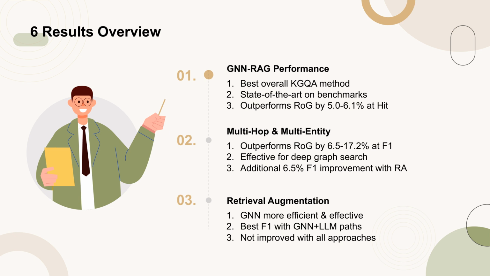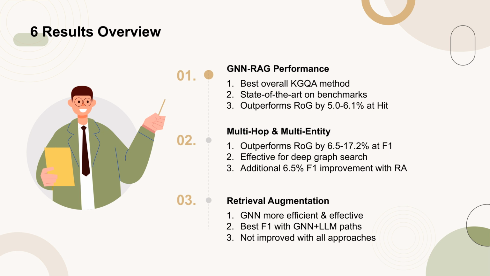Specifically, it outperforms the RAG method by 5.0 to 6.1 percentage points in the hit metric. Additionally, in multi-hop and multi-entity KGQA tasks, GNN-RAG significantly outperforms RAG, showing improvements of 6.5 to 17.2 percentage points in the F1 metric. This indicates its effectiveness in handling complex graph information.